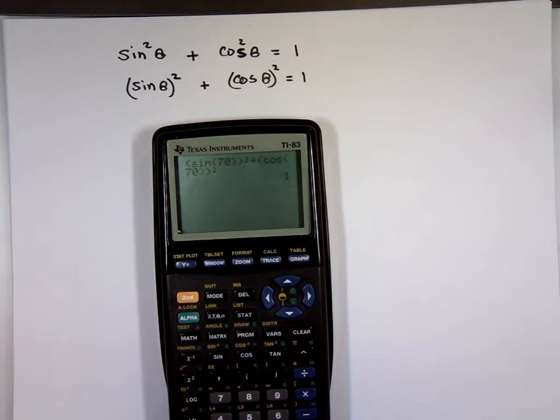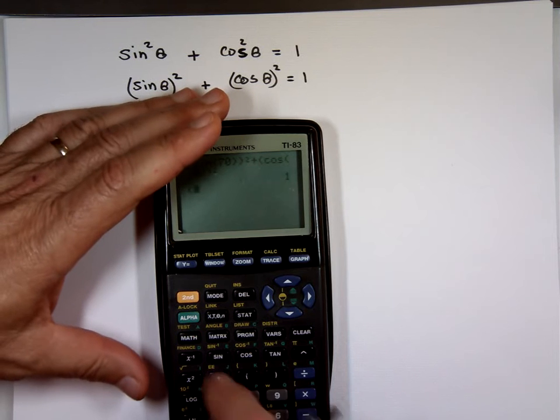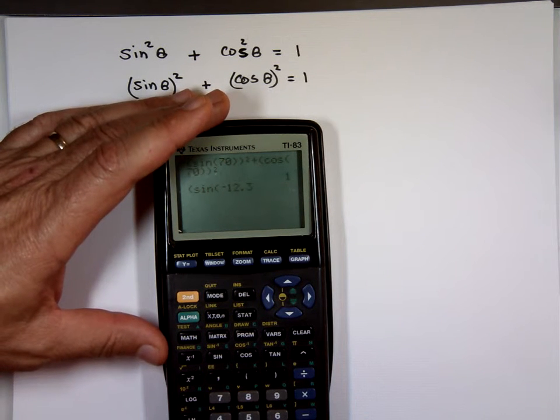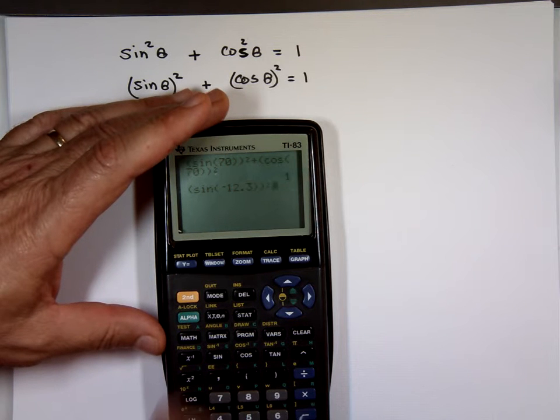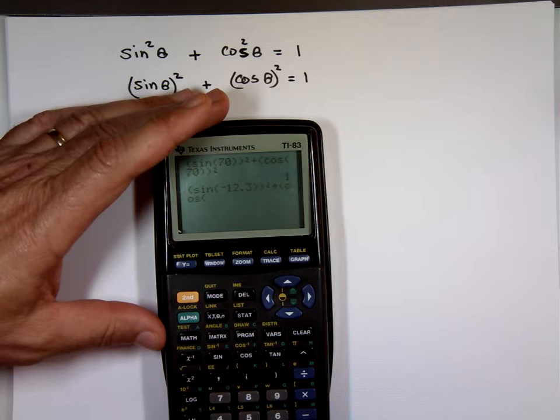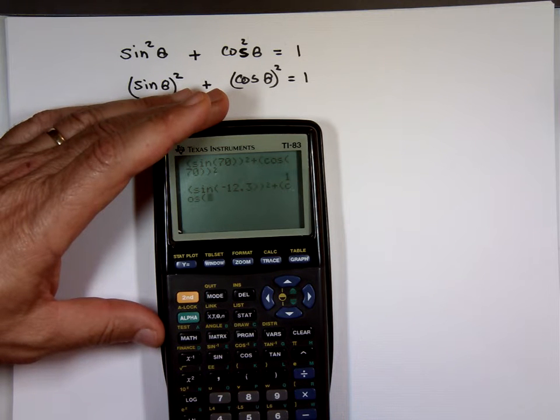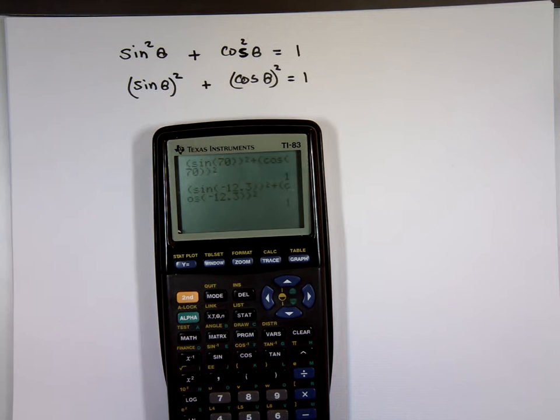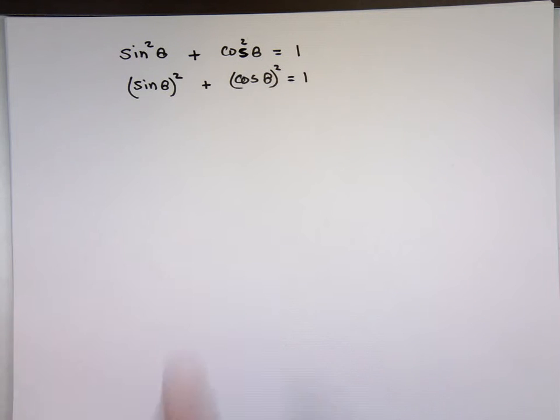I'll pick a different one. The sine of negative 12.3 squared plus the cosine of the same angle, has to be the same angle, negative 12.3 squared, better be 1. 1. Doesn't matter what we use. This is one of those basic trig identities. Sine squared plus cosine squared is always equal to 1. Always.